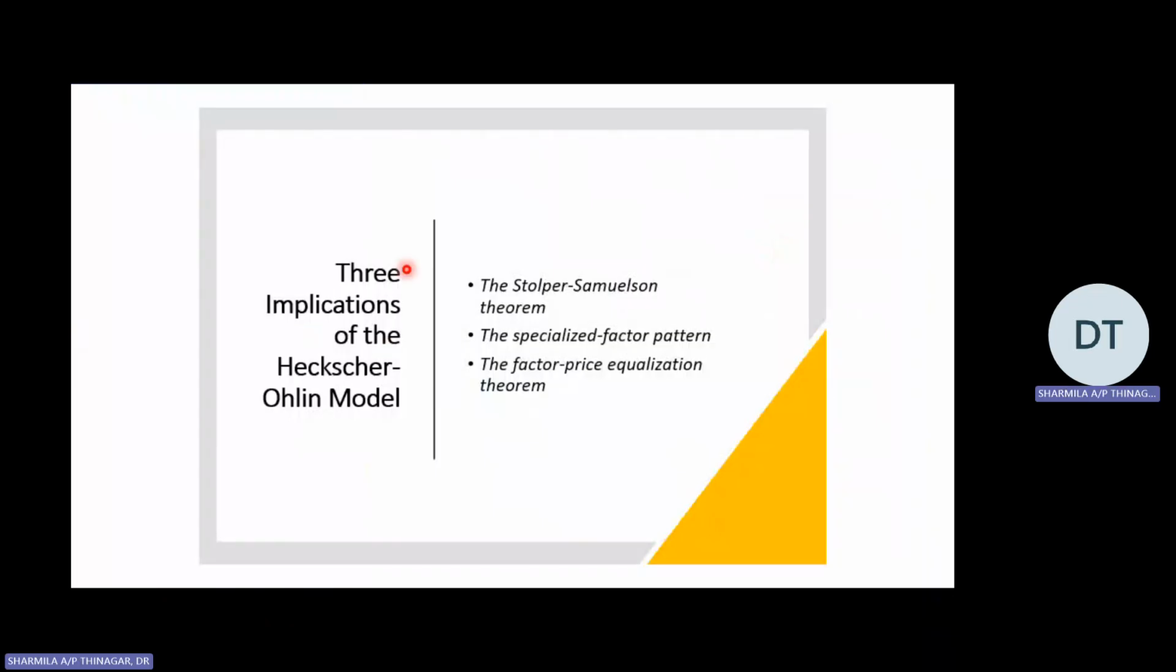Under this HO theory, you have three implications. From this theory itself, you can come out with three different theorems. The first one is the Stolper-Samuelson theorem. Second one is the specialized factor pattern. And third one is factor price equalization. But the third one is something that most economists couldn't agree with. They say that how you want to equalize the prices between countries is impossible. So that is something people are against till now.